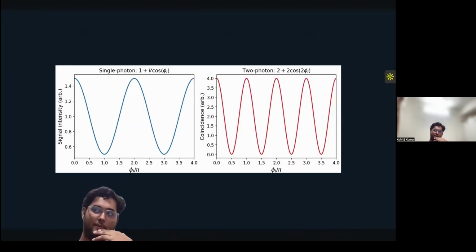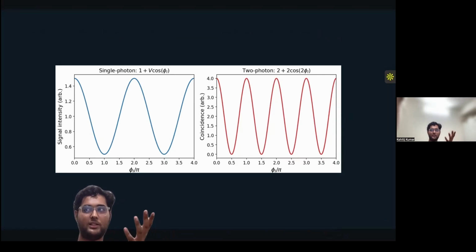So this is what it actually looks like when you plot it. On the left, in the blue graph, the single photon fringe is smooth, one cycle across the full range of 2 pi, clean and classical. On the right, the red one, the two photon coincidence fringe, same x-axis range, but you can immediately count that there are twice as many oscillations packed into the same interval. The fringe is compressed. The period is half.